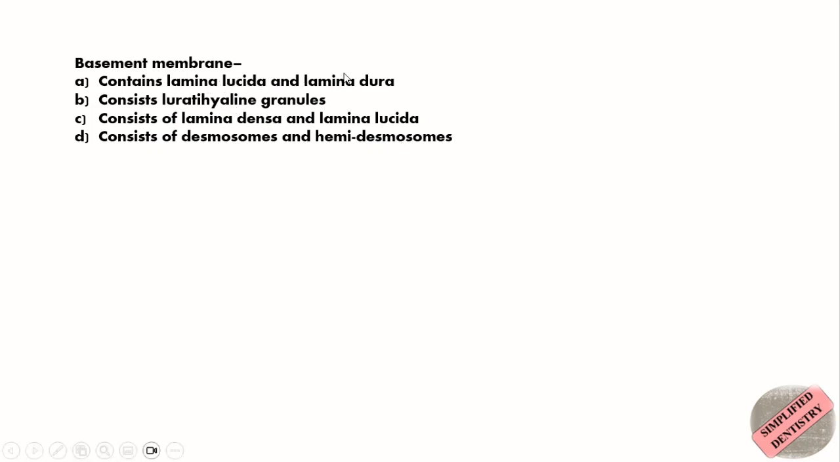Option A is wrong, as it is the basal lamina that contains lamina lucida and lamina densa, and here lamina dura is mentioned. Option B is also wrong, as it should be keratohyaline granules, and that is also present in stratum granulosum and not in the basement membrane. Option C is also wrong.